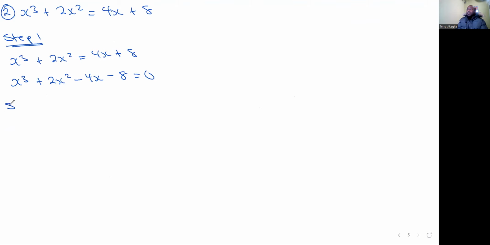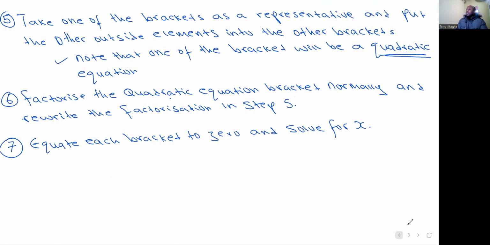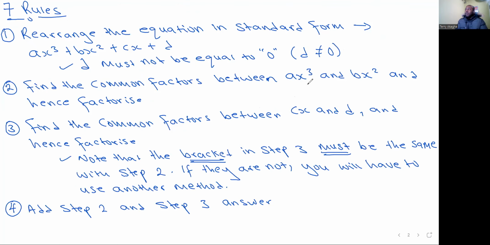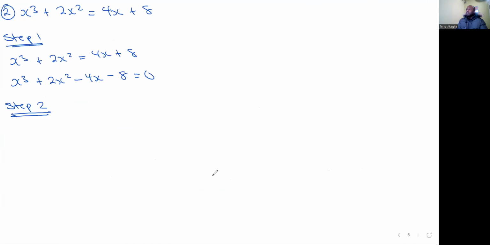Now, the next step, which is step 2, is the factorizing bit, okay? So we have to find the common factors between ax cubed and bx squared, and hence we then factorize. So we'll have to find the common factors, I beg your pardon. So we're going to do that together. So what is common between x cubed and x squared? If you have a look at it, we have x cubed plus 2x squared. What is common? X squared is common, and you have x plus 2. All right. Now we'll do the next one.